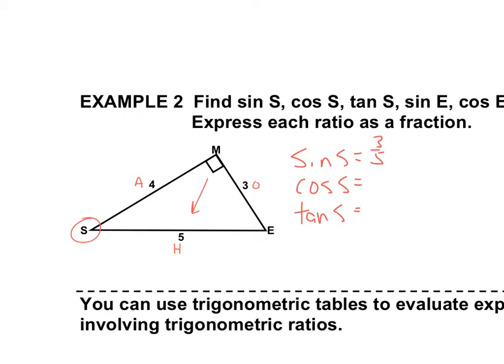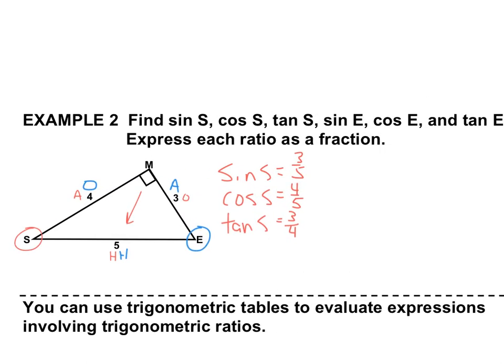Cosine is adjacent over hypotenuse, which would be 4 over 5. And tangent is opposite over adjacent, which would be 3 over 4. Now I'm going to switch colors because now we're treating this angle as E, which means my opposite and adjacent switch. So now 4 is the opposite, 3 is the adjacent, but 5 is still my hypotenuse. So I have sine of E, cosine of E, and tangent of E.